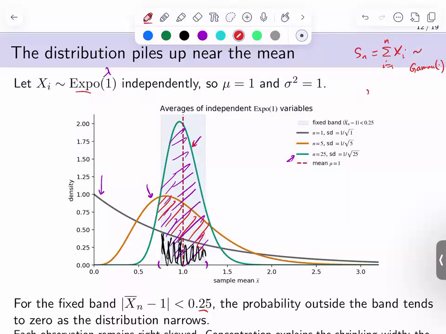You can see this after you normalize. If I look at Sn, and you normalize it, then it's not going to be gamma in that case, but you can compute the density. The density of this is clear. You can check in Wikipedia. And Sn over n is just a rescaling. We didn't talk about transformation much, but you can evaluate the density and just plot it.